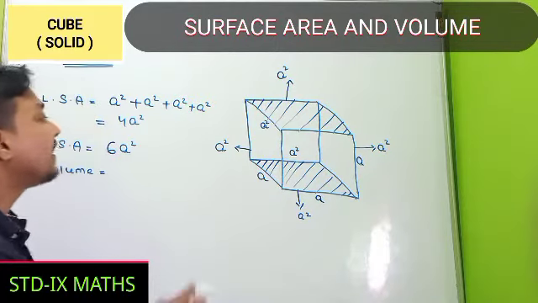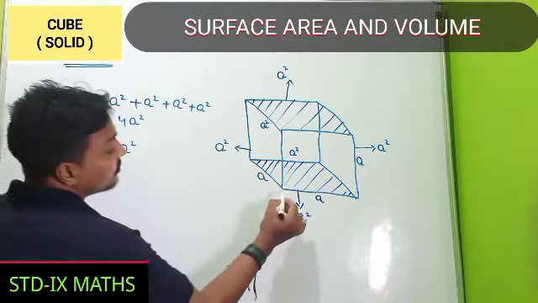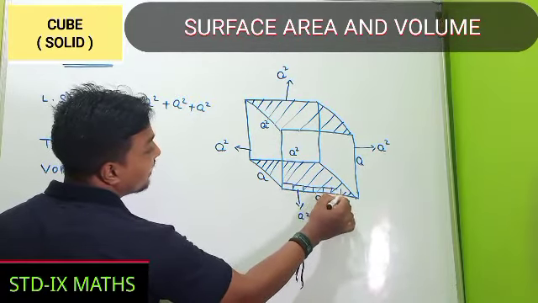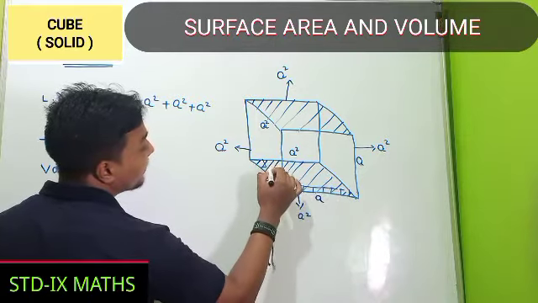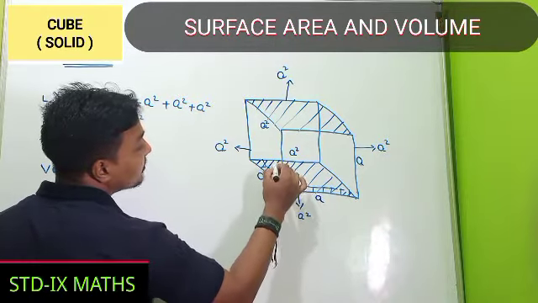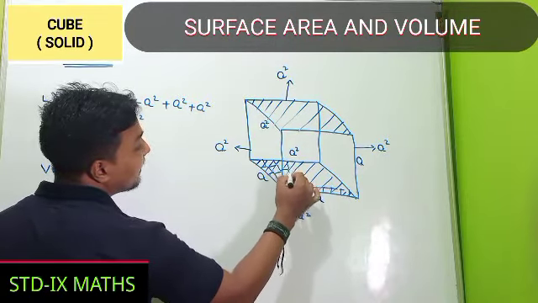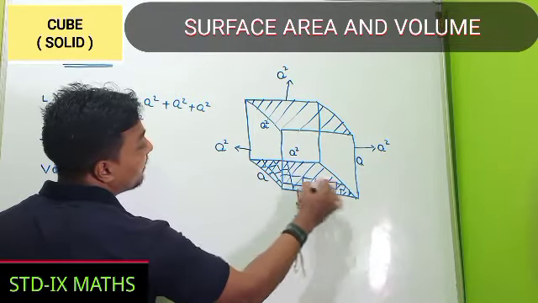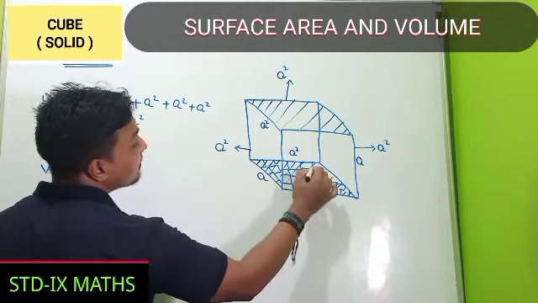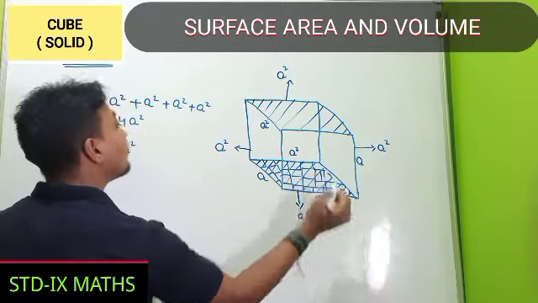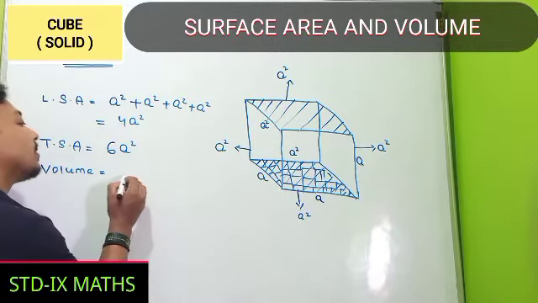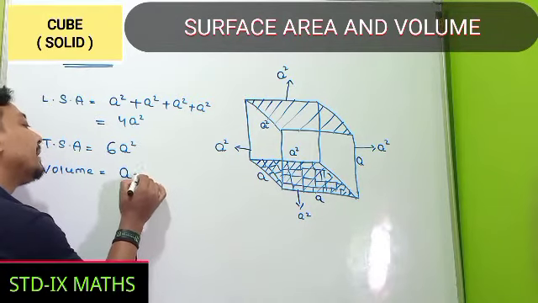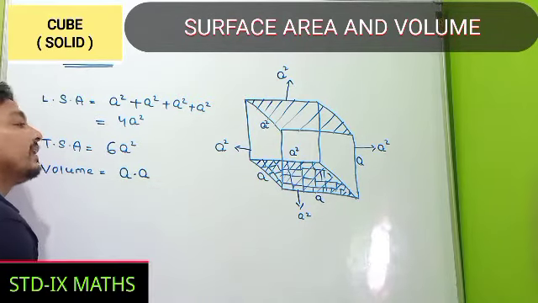And remember, here the volume means suppose we are filling cubical boxes in the first layer of the box. Finally you will see, to fill the base, the number of cubical boxes required will be A into A in number.